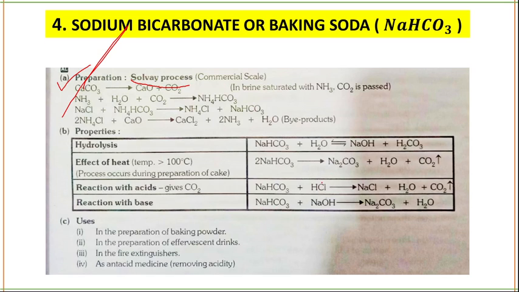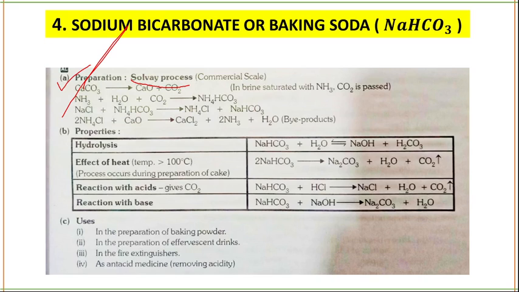This sodium bicarbonate or baking soda is used in the preparation of baking powder, and in the preparation of effervescent drinks, as this sodium bicarbonate releases CO2 gas. That's why it is used in the preparation of drinks. This is also used in making draughts, and as it releases CO2 gas, it is used in fire extinguishers. Sodium bicarbonate acts as an antacid medicine, used to remove acidity.